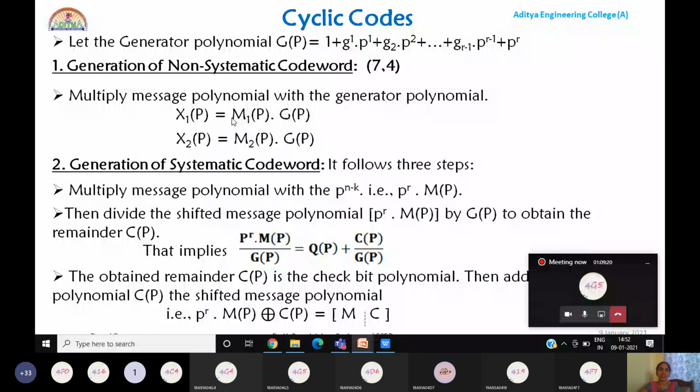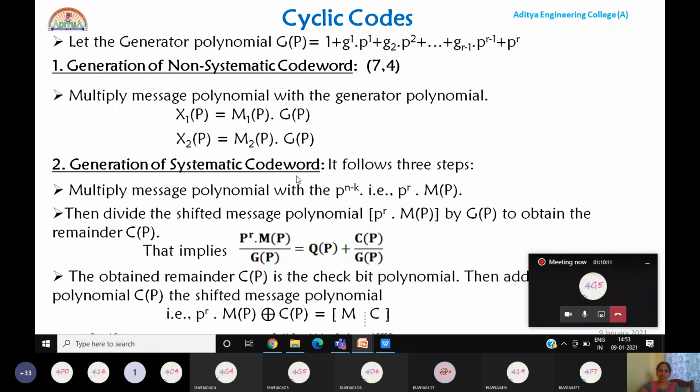So for the 16 combinations, from 0000 up to 1111, you have to calculate the code word capital X, which can be obtained as the message polynomial multiplied by the generator polynomial. So m into g gives you the code word capital X. Just by multiplying the message with the generator polynomial, you can get the non-systematic code word capital X.